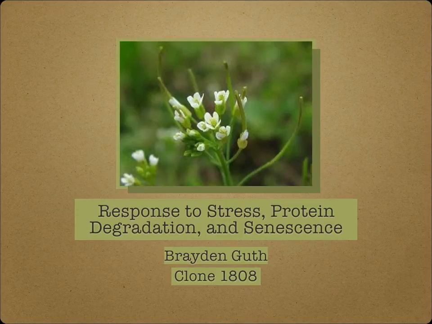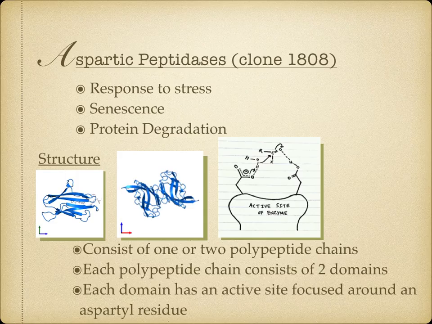Hi, my name is Brayden Guth, and I did my research on clone number 1808, and this clone coded for a gene that had an enzyme important in responding to stress, protein degradation, and senescence. And this enzyme is called an aspartic peptidase.